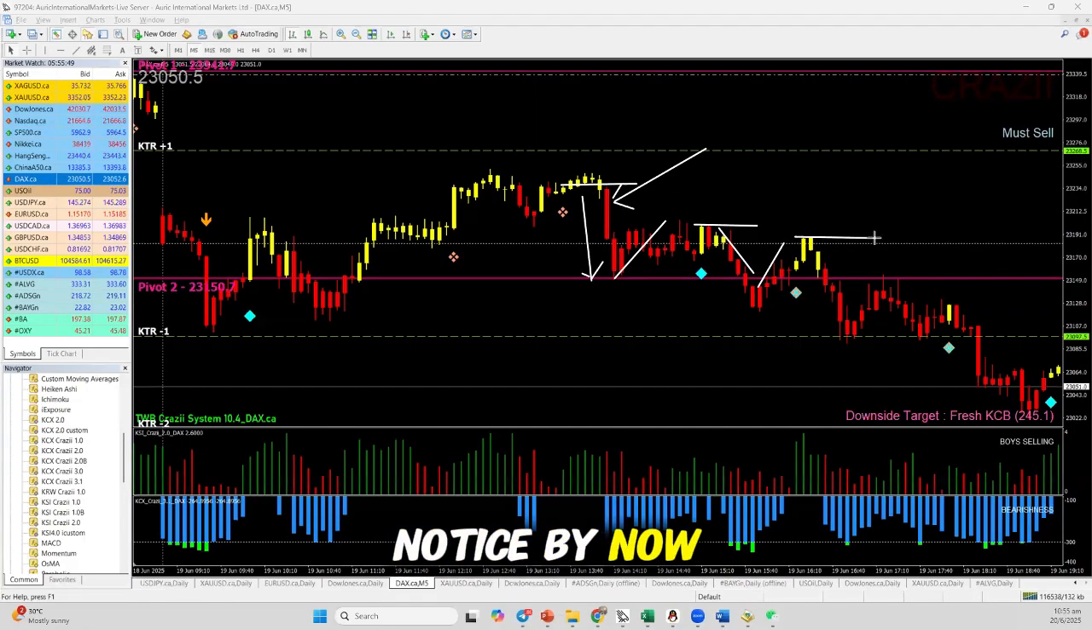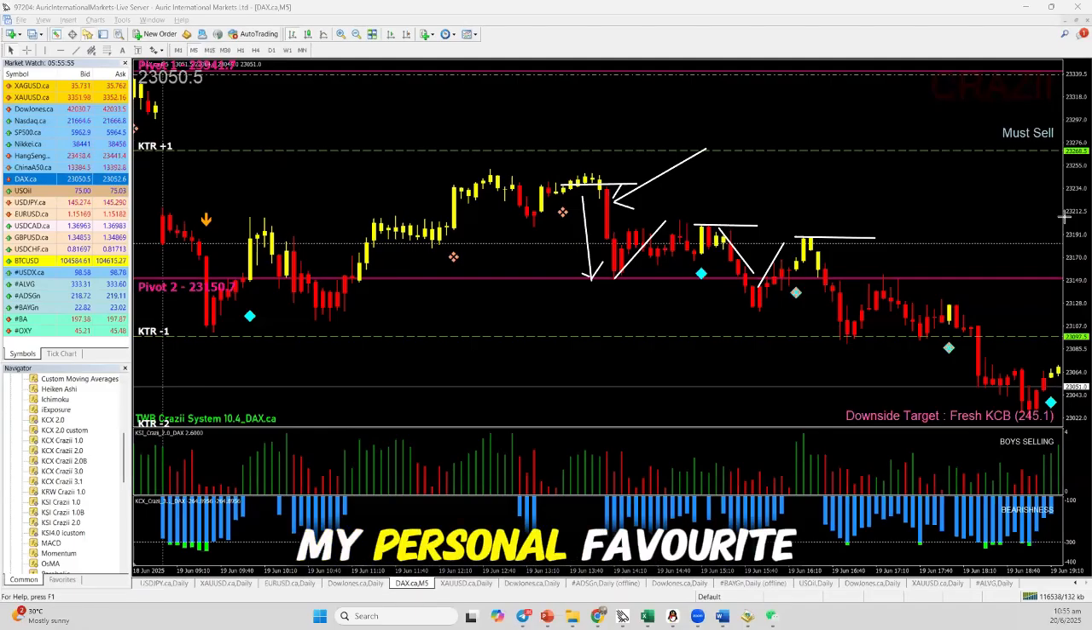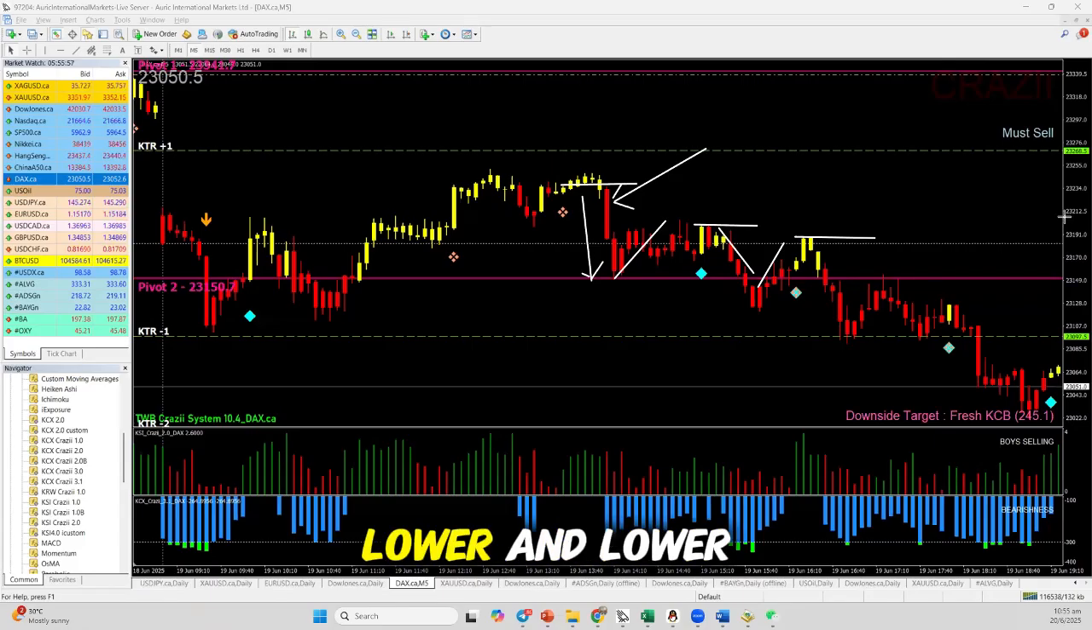So guys, what do you notice by now? How many of you noticed this? Have you noticed that the line is getting lower and lower and lower? And that is my personal favorite. When I see the line getting lower and lower, what does it tell me? The market trend is coming down at the moment right now.